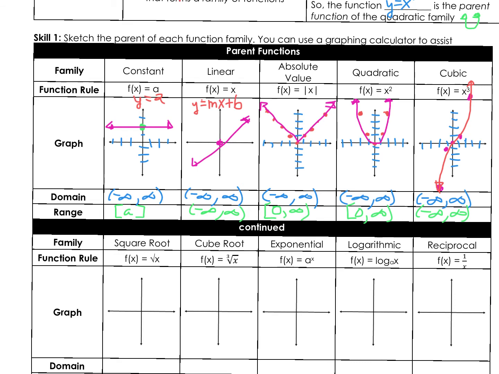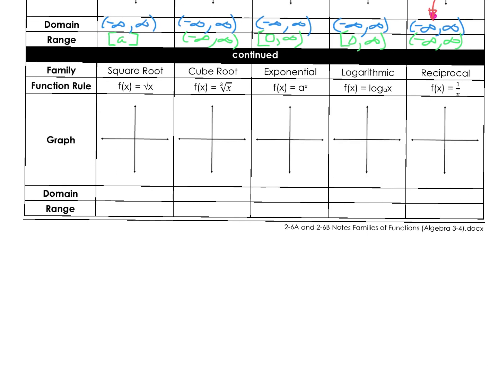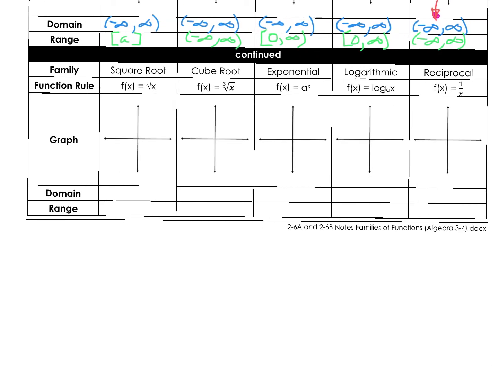Okay, so let's look at this bottom row. On this bottom row, every one of these parent families has a restriction on the domain, with the exception of the cube root function. That one has no restriction, but every other one is going to have some sort of a restriction on the graph. So let's go ahead and look at these.